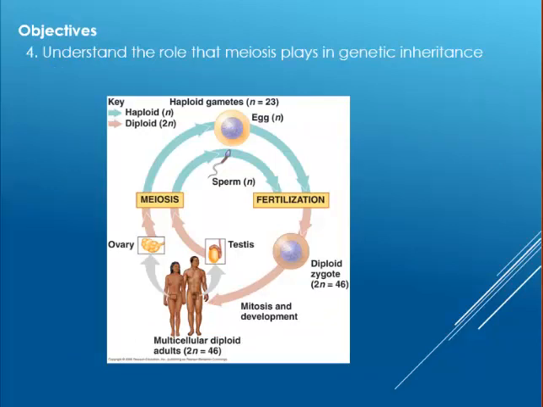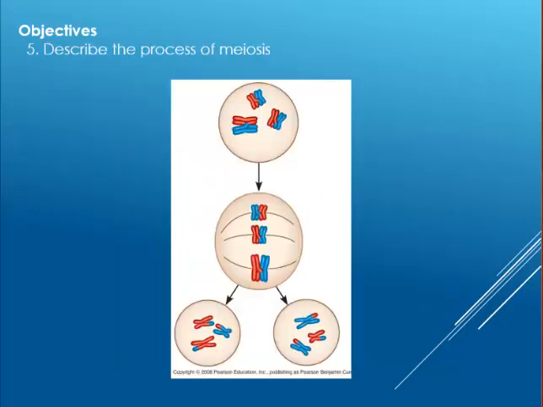We also want to understand the role that meiosis plays in genetic inheritance. Meiosis is a slightly different process than mitosis, and it's going to be involved in reproduction, genetic inheritance, and in particular we want to pay attention to how recombination plays a role in sexual reproduction. We want to describe the processes of meiosis, including all of the steps in meiosis. And again, for this, we'll watch a video here today, as well as do some hands-on activities in the lab.